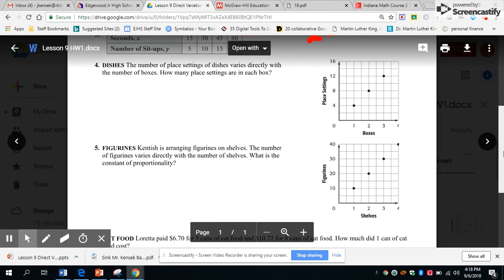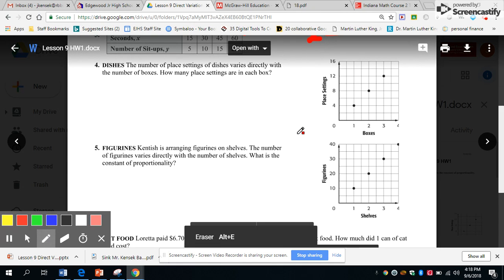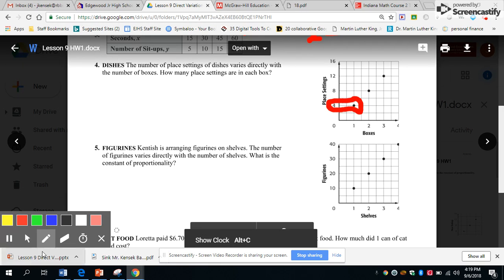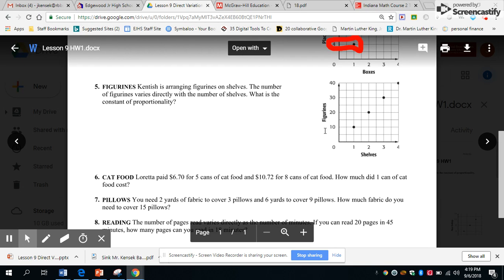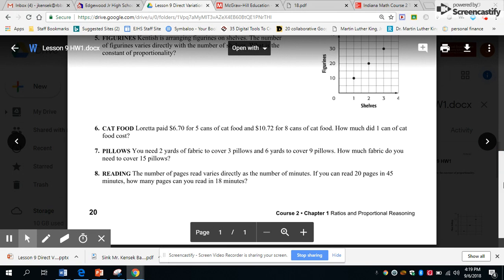4 and 5 are not too bad. We see that these are a direct variation. We know that they are starting from the origin and then going up at a constant rate. So really all you need to pay attention to here in example number 4 is what is happening right here. It's asking how many place settings are there in each box. So we should be able to tell how many place settings there are from the information that's given. Next problem, very similar to that one, so I'll skip over that one since I think you should be able to tell. Last 3 problems are dealing with unit rates here.